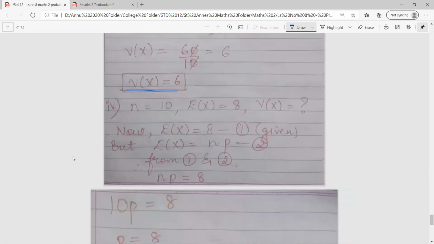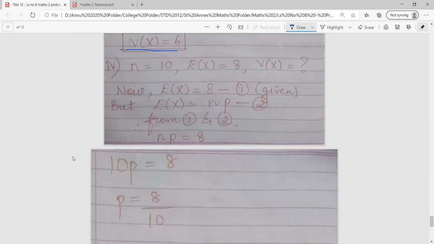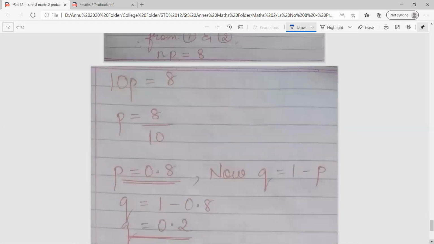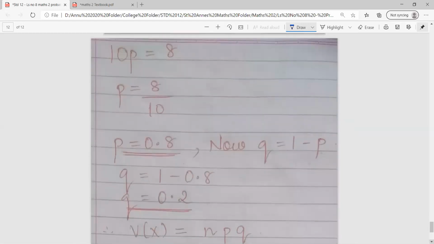So again we start with what is given to us. E of x is 8, point number 1. E of x is n into P, point number 2. From 1 and 2, what is the conclusion? NP is equal to 8. You have the value of N. So 10P is equal to 8. P is equal to 8 upon 10, 0.8.